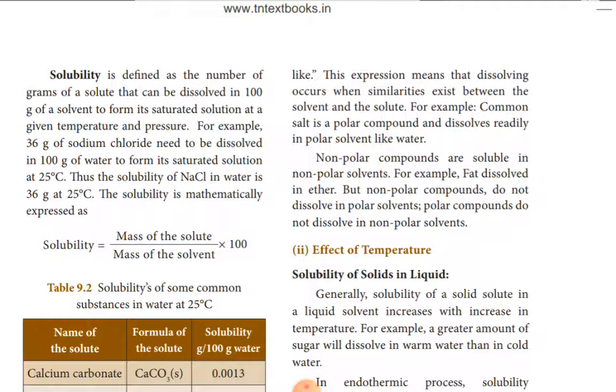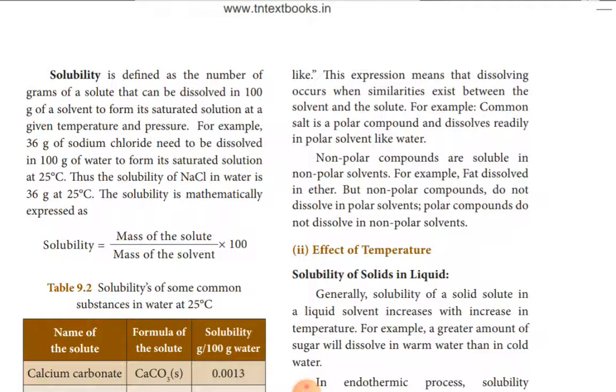Then dissolution occurs, which is going to give you a solution. For example, polar compounds dissolve in polar solvents. This is the meaning. Polar compounds, for example, ionic compounds, sodium chloride, sugar, calcium chloride. These are our polar compounds. So polar compounds dissolve in polar solvents.